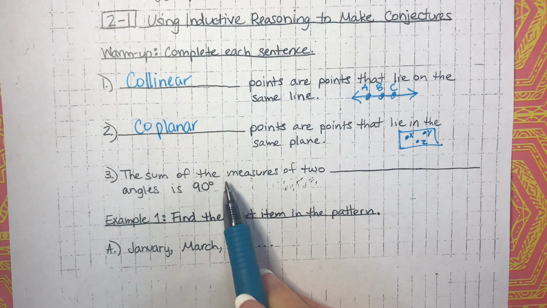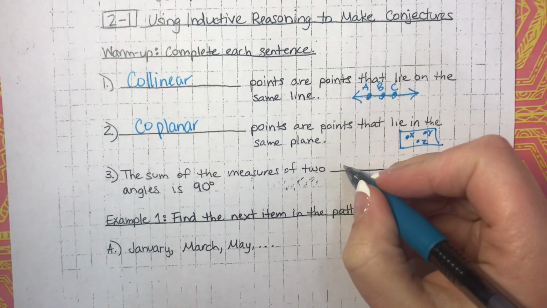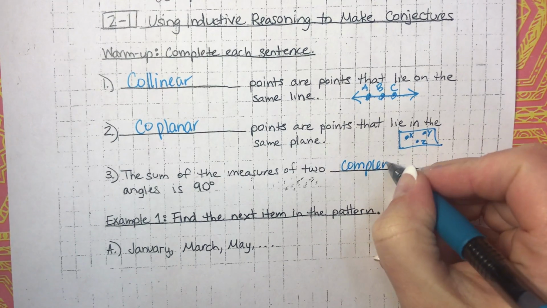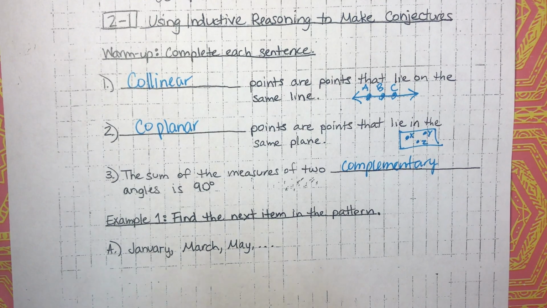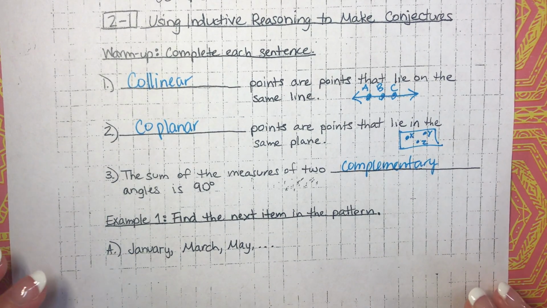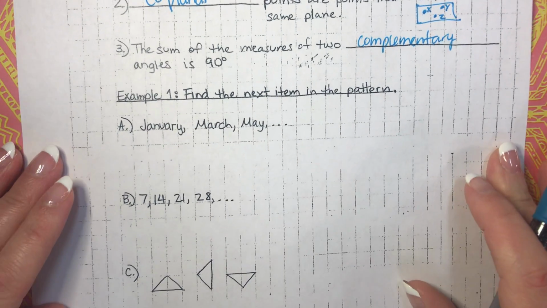And lastly, the sum of the measures of two blank angles is 90 degrees. So that would be complementary. Complementary angles add up to 90 degrees. And remember, supplementary angles add up to 180.